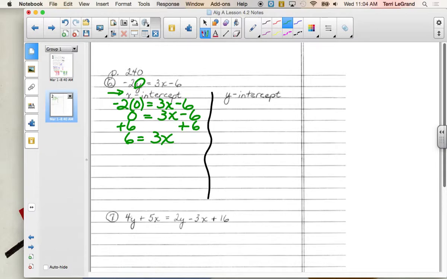Rose? Divide by 3. Okay, divide both sides by 3. And what do we get? 2. So our x-intercept is 2. So if you end up with x equals a number, you found the x-intercept, didn't you?